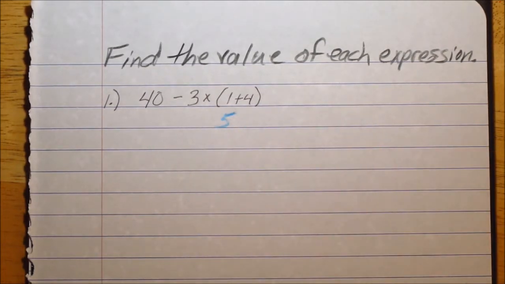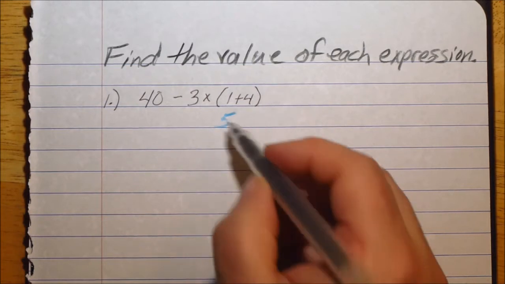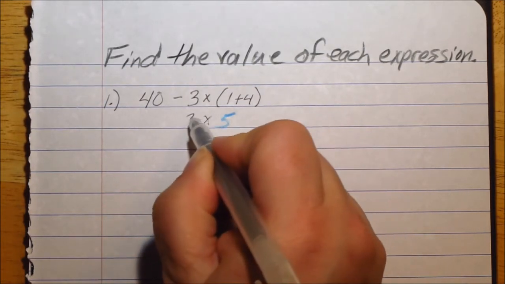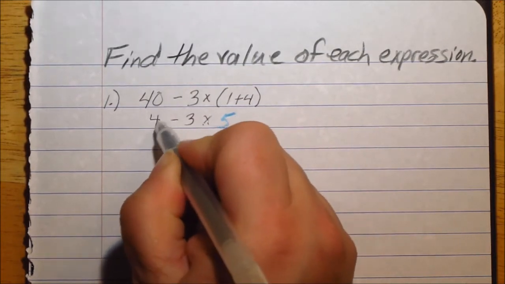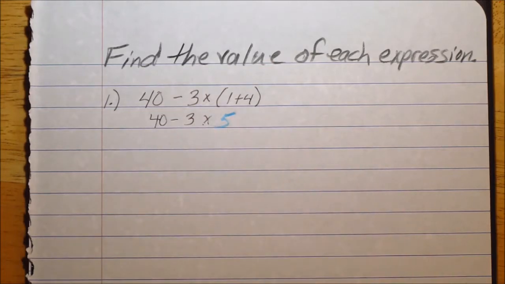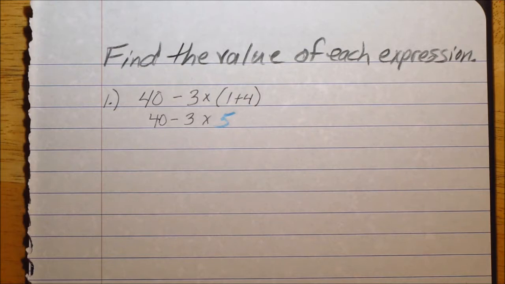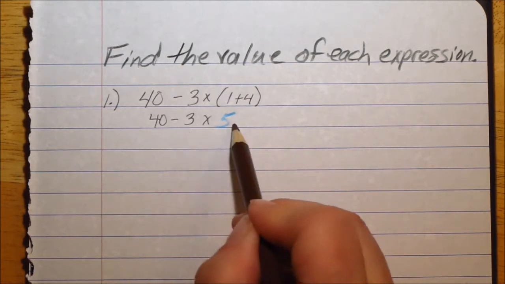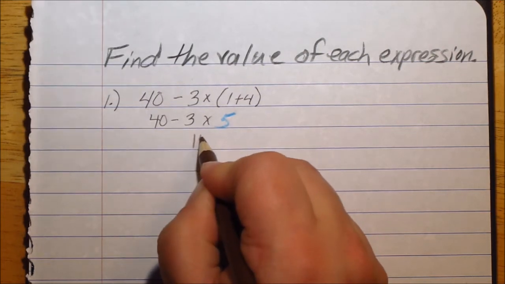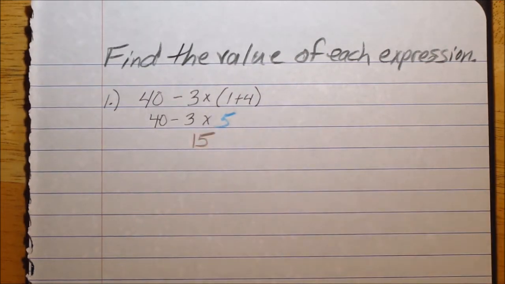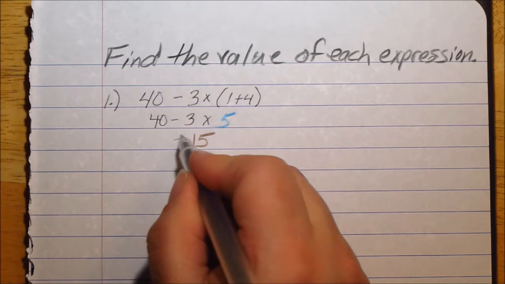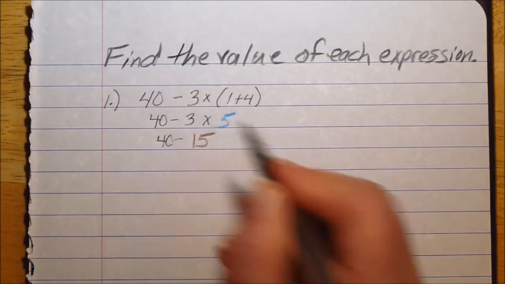And now the parentheses are gone. I took care of what was in the grouping symbols. And I bring down the rest of the expression. Second would be to take care of any exponents. I don't have any. Third would be to look for any multiplication and division. And I do. I see I have 3 times 5 right here. So that's 15. And then I bring down the rest of the expression.